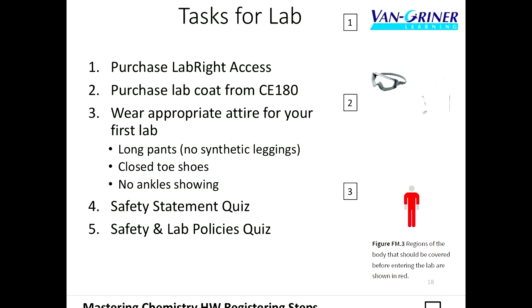Purchasing LabRite will give you digital access to the lab manual, but once you purchase it, we will also give you a physical copy of the lab manual as well. Make sure you purchase that lab coat from Celeste 180. Buy your first lab and make sure you wear appropriate attire, and then do those last quizzes for lab, and it unlocks the lab module. So those are the tasks for lab. Again, these are in the start of term tasks.